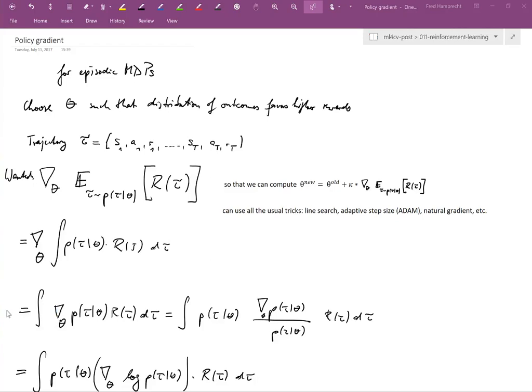I promised a more advanced method, namely policy gradient for episodic Markov decision processes. So again, episodic MDPs are not infinite length, but either we terminate after some maximum number of steps, or we terminate when they've reached a natural end, like the robot falls or whatever has gone wrong.